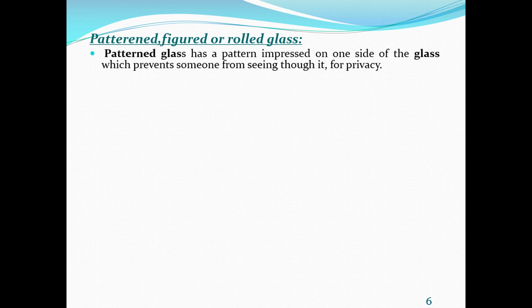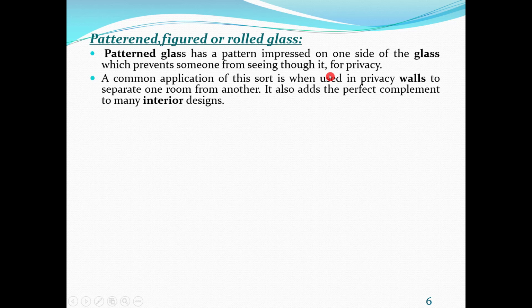Next type is the patterned, figured, or rolled glass. These are also used for privacy. The patterned glass has a pattern impressed on one side of the glass, which prevents someone from seeing through it. A common application for this sort of glass is for privacy walls to separate one room from another. It also adds a perfect complement to many interior designs.